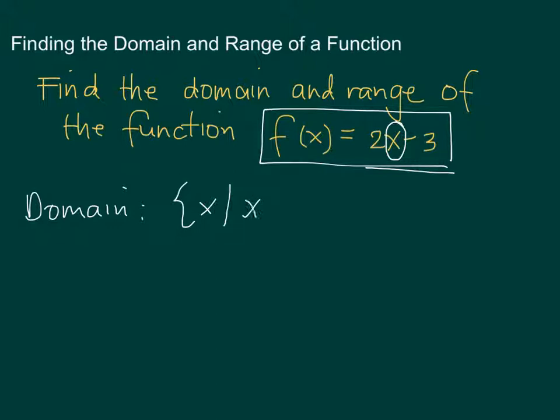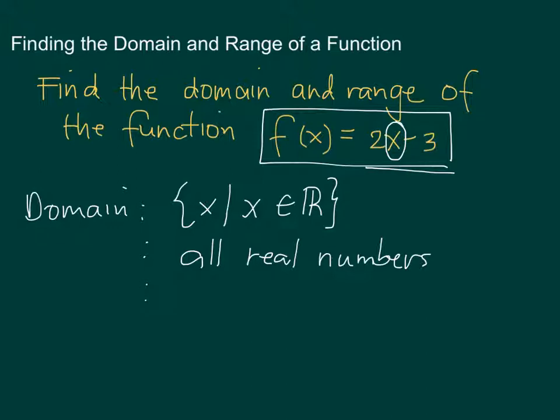Or we can write that as x such that, okay, so the line there says such that x is an element of the set of real numbers. In other forms, you can just say all real numbers. Another form would be from negative infinity to positive infinity. All mean the same thing.